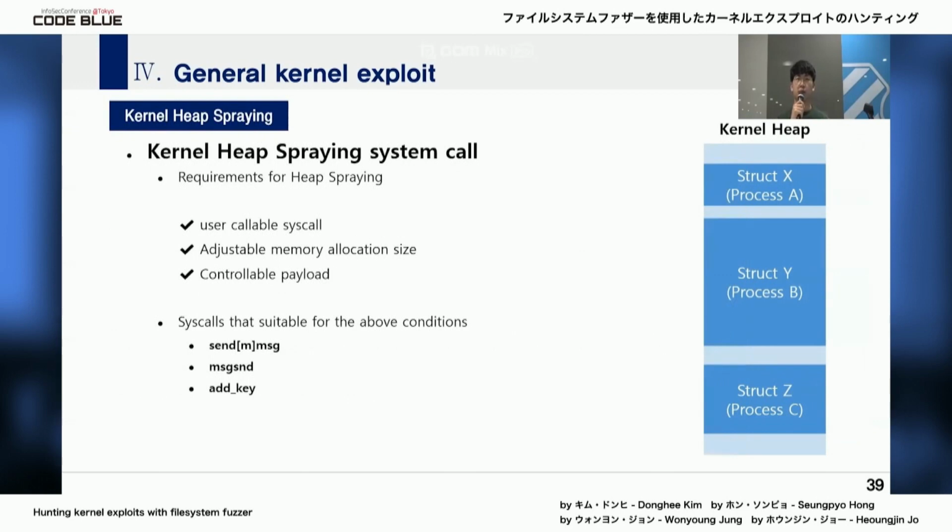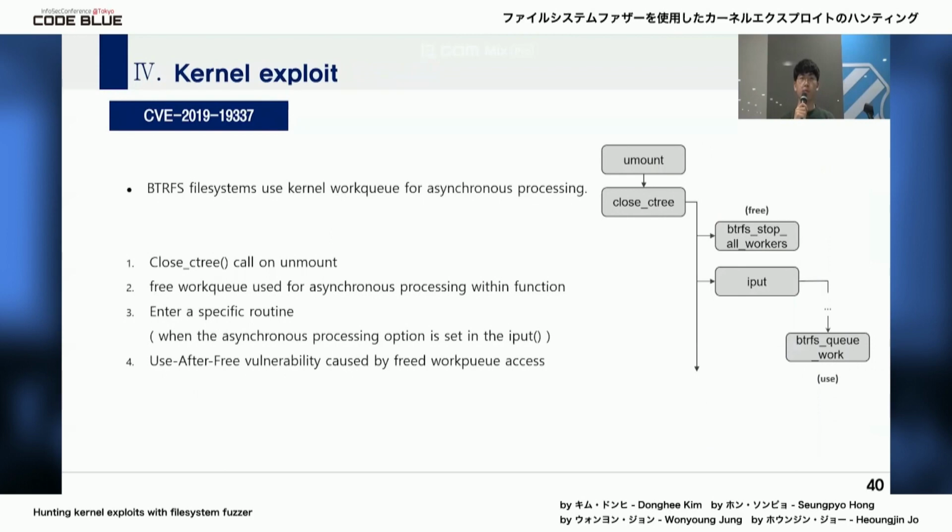So there are several conditions for heap spraying. It must be a user-callable syscall, the memory allocation size must be adjustable, and the allocation value must be controllable. And there were some syscalls that struggled with these conditions. Now we will explain the overview of the zero-day vulnerability that we found, the parts that were blocked while developing the exploit, and how we solved them.